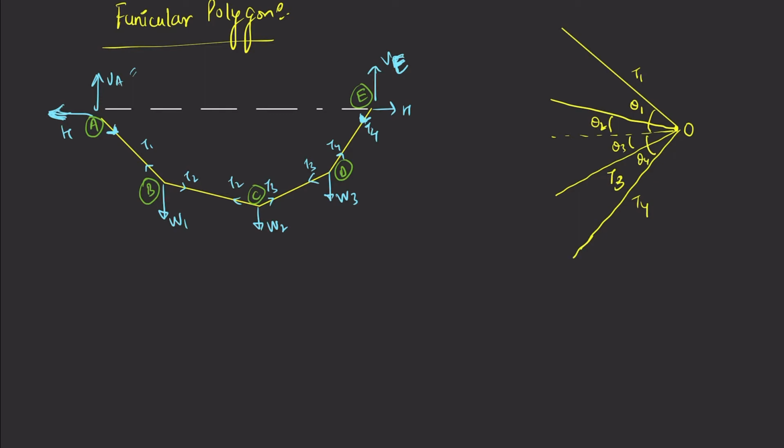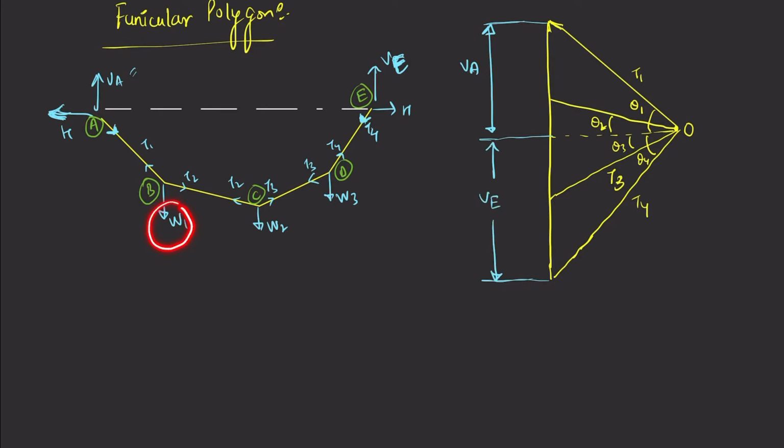Now our polygon is being ready. We'll combine all this with a line like that, okay. In this polygon, from this horizontal to this topmost part is your VA and this is your VE.